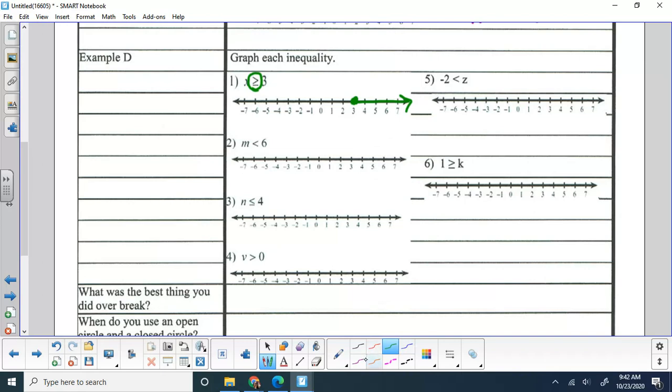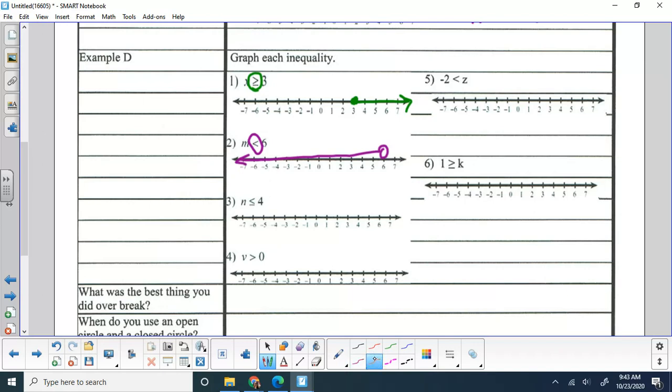All right, let's try the next one. M is less than 6. So again, I look at this symbol and that tells me it's an open circle. So at 6, I'm going to put an open circle. And I'm concerned about the stuff that is smaller than 6. Well, smaller than 6 is the numbers over here. So I'm going to draw an arrow extending that direction.